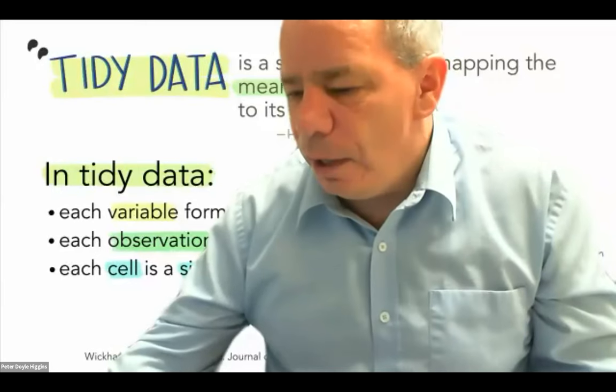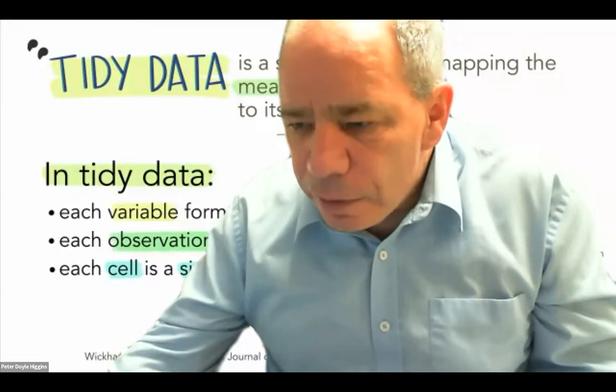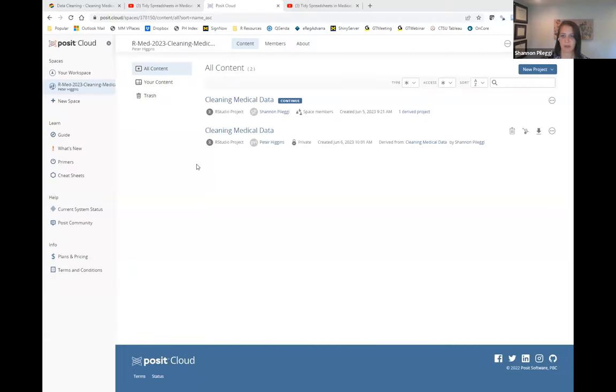We had another request for how to download the Posit Cloud repository, so I can try to demonstrate that. Actually, I've got it. Awesome. I'm assuming you guys can see that. If you click here to go to the R Medical Cleaning, and this is my version, right over here, there's an export/download button, which allows you to download the space.